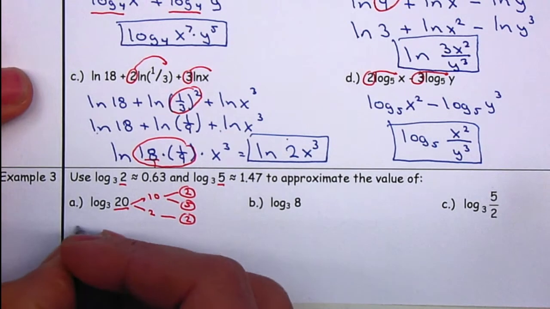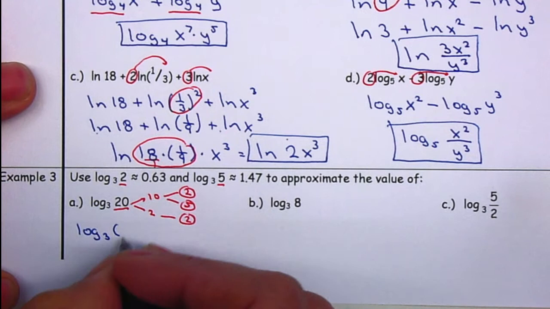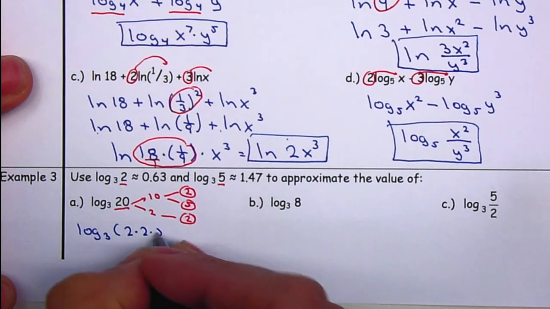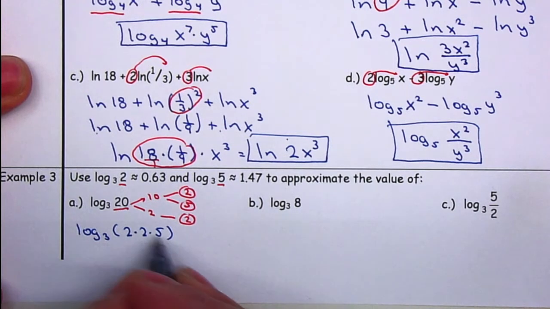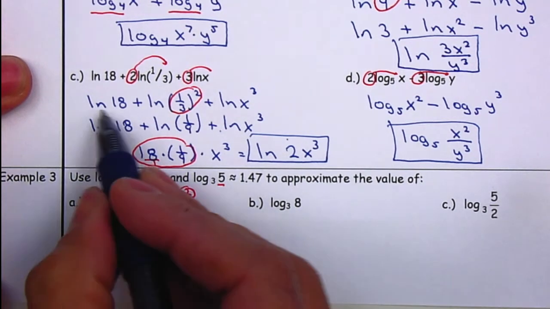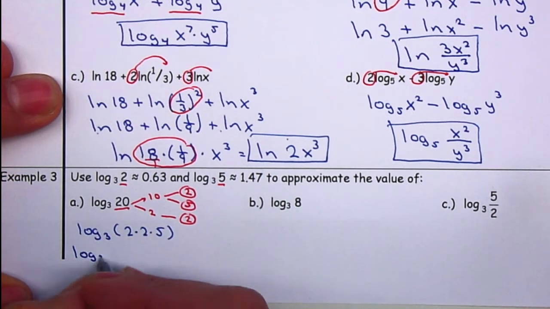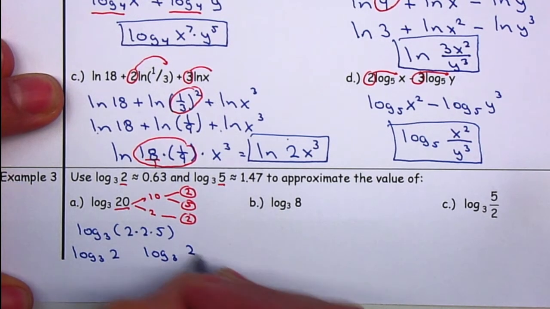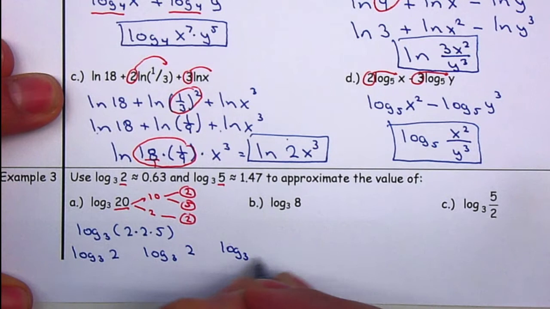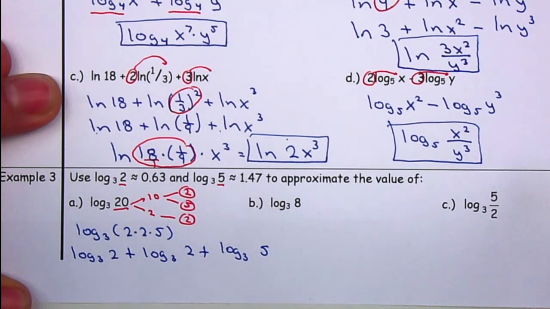So we can rewrite this as the log base 3 of, instead of the 20, 2 times 2 times 5. That's equal to 20. Now, because they're multiplying, we can expand it just the same way that we did here, with the plus in between. So it'll be the log base 3 of 2, the log base 3 of 2, the log base 3 of 5, and there should be a plus in between because they are multiplying.